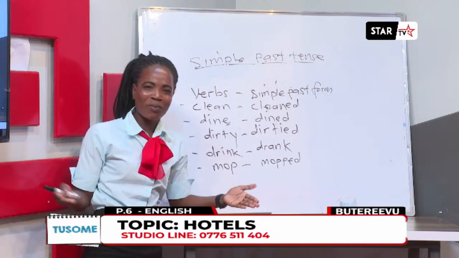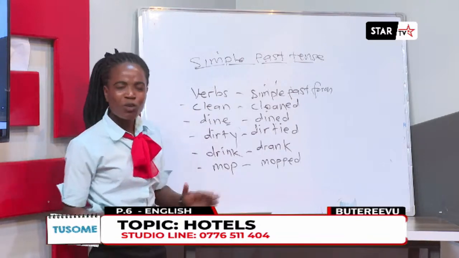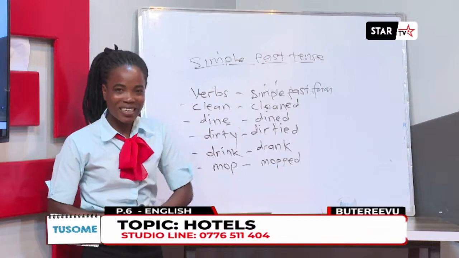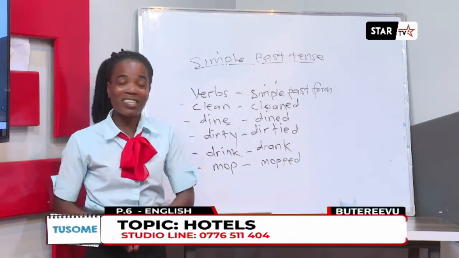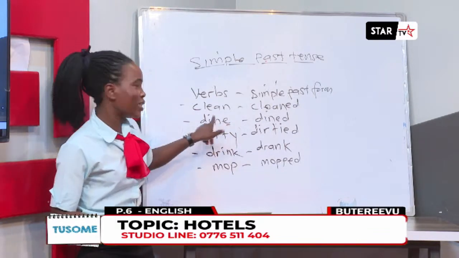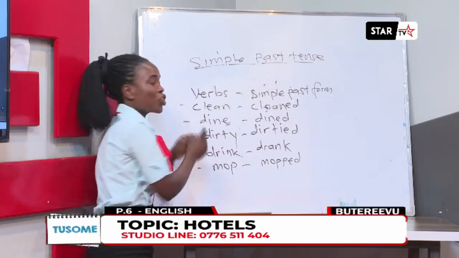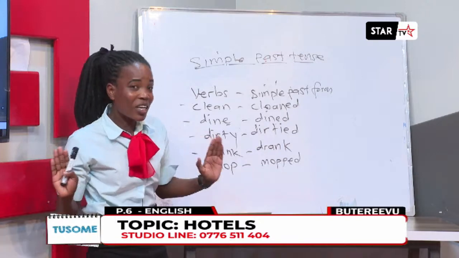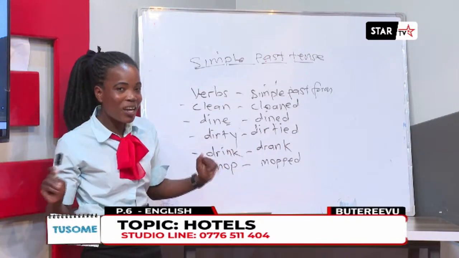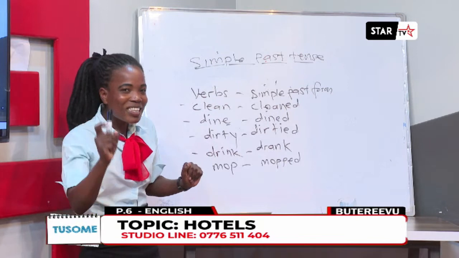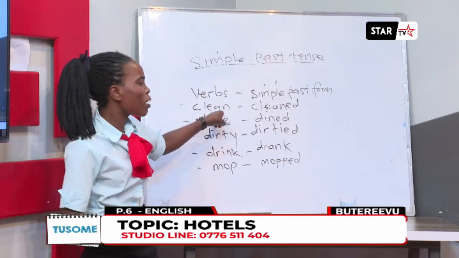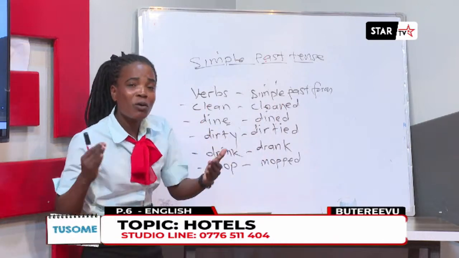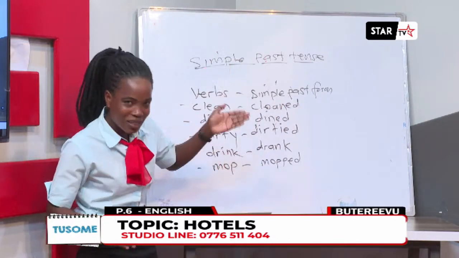At this time, allow me to use some of these verbs to construct some sentences in the simple past tense. The first sentence I can construct is, she cleaned the compound very well last evening. She cleaned the compound very well last evening. In that sentence, I have used the verb clean in its simple past form because I want to talk about an activity that took place in the past.